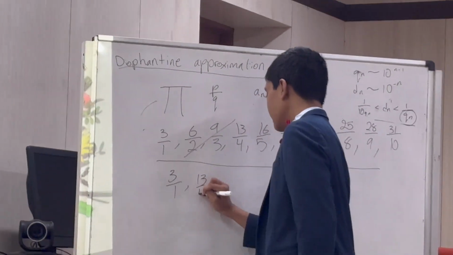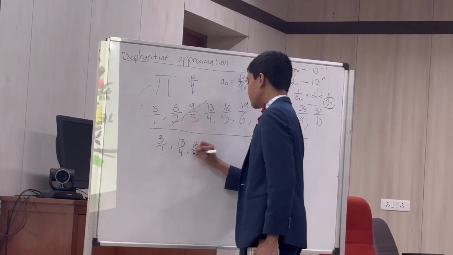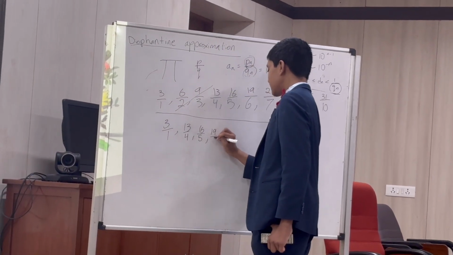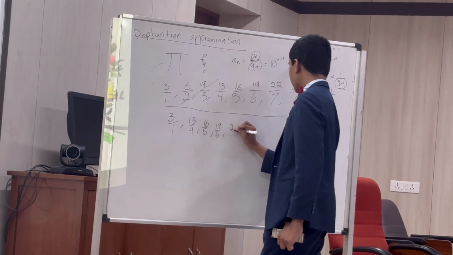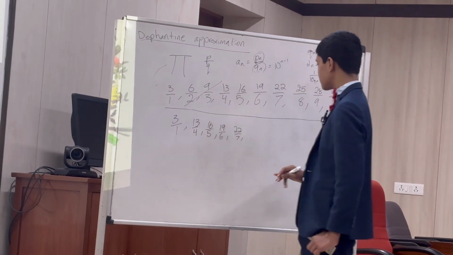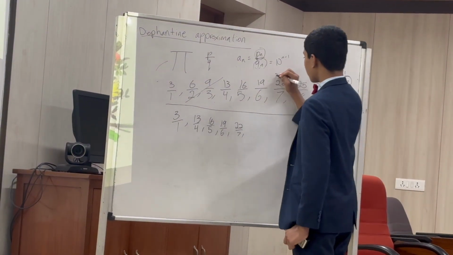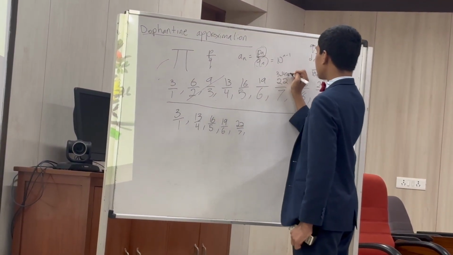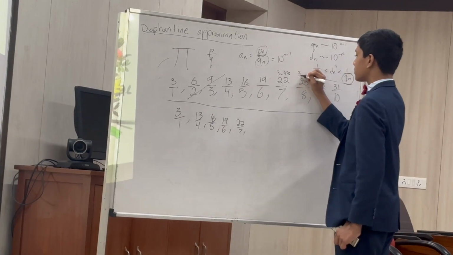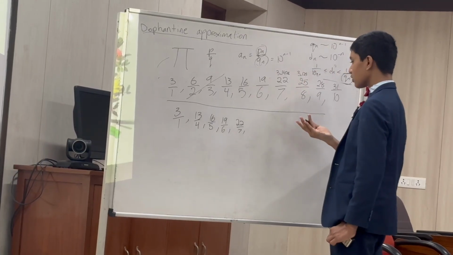13 over 4 is fine. 16 over 5 is even better. 19 over 6 is even better than 16 over 5. 22 over 7 is better than 19 over 6. But suddenly 25 over 8 goes too far. 22 over 7 is 3.1428. But 25 over 8 is only 3.125, much farther.